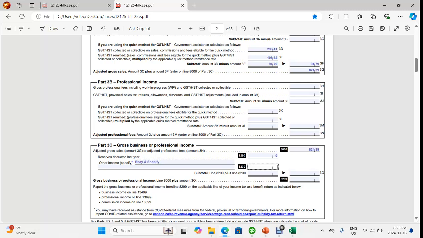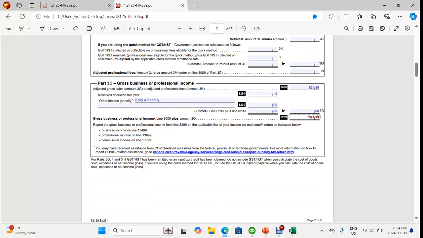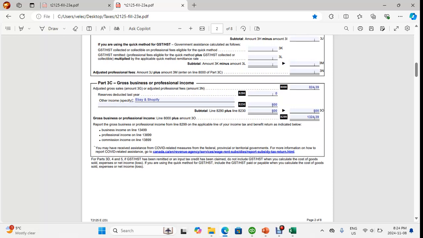All right, so let's say you made $500 in here, so declare 500. Further down, your subtotal will be $500 as well. On the other side, 3O, this will be 500. This amount gets transferred over to 3O. And your line 8299 will be $1,324.39. So that's basically part 3C.